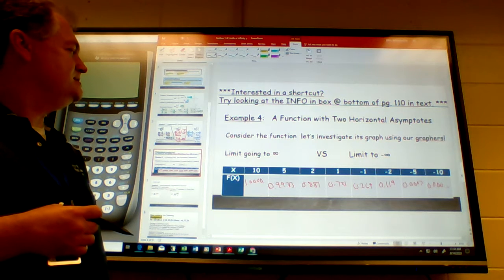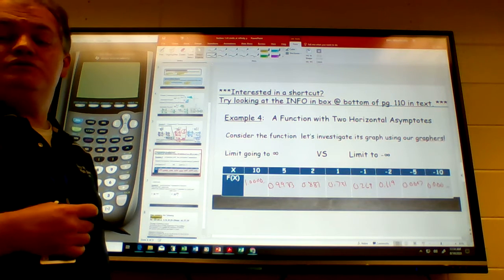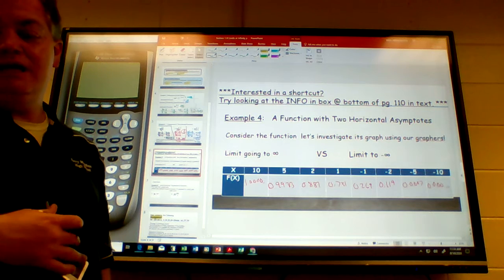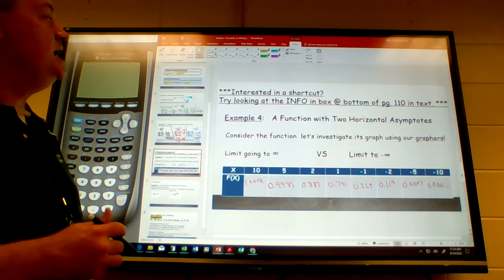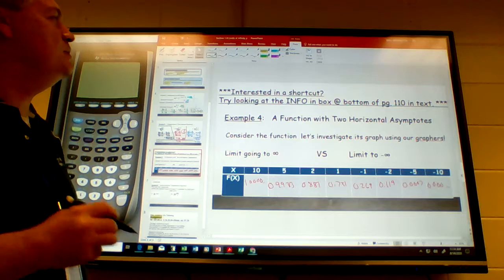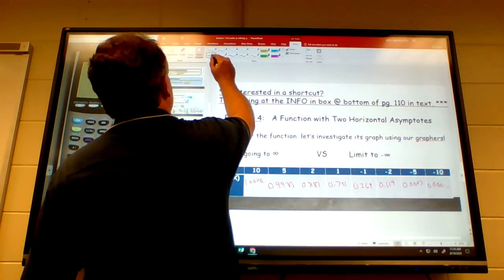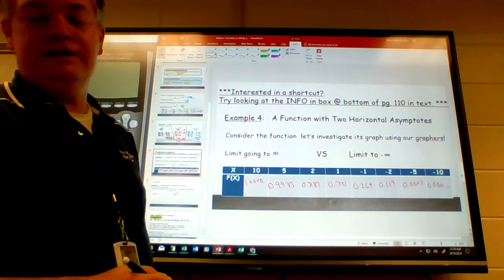Now, here's what happens as the limit goes to infinity. Actually, let me write it down. I'm just going to write it down for you. This is what it should be. It should have been included, and I apologize that it wasn't. So here it is. It is f of x.